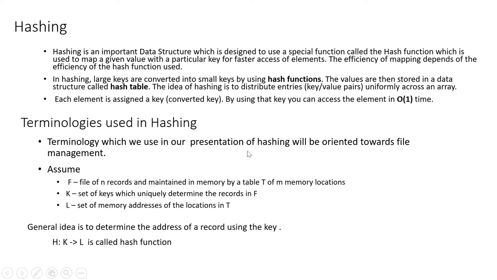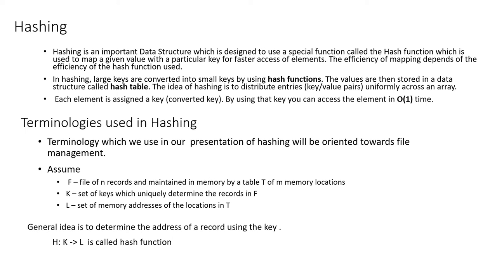Now, if we think about a file, here F is meant for file with n records, and you have a table called T with m memory locations, and a set of keys which uniquely determine the record in the file. Using that key, you're going to find the location where the record is to be stored inside the file. We'll see that in the next slide.